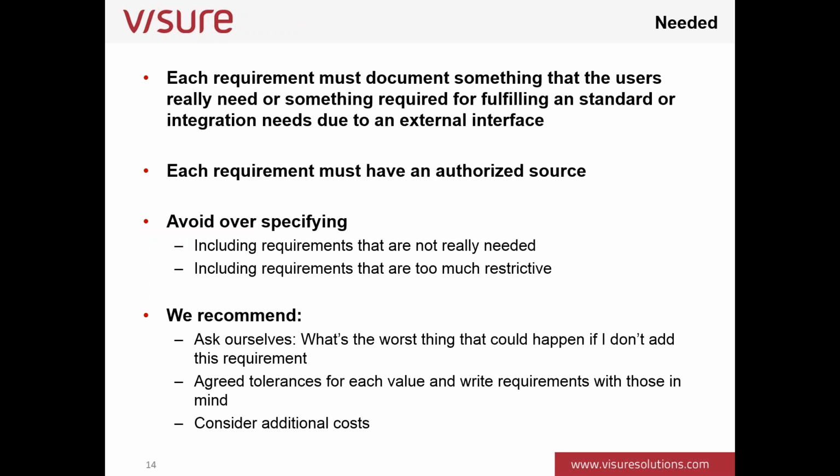We recommend that we ask what is the worst thing that is going to happen if I don't put this requirement into the specification. Also try to agree on some tolerance for each value and write the requirements with those in mind, and consider the cost of those requirements.